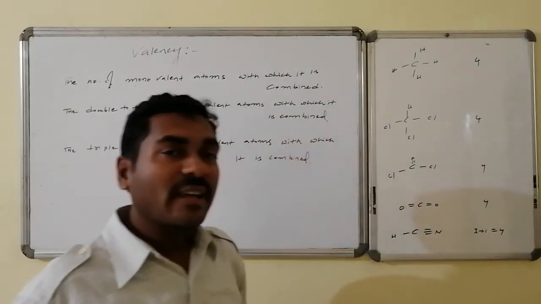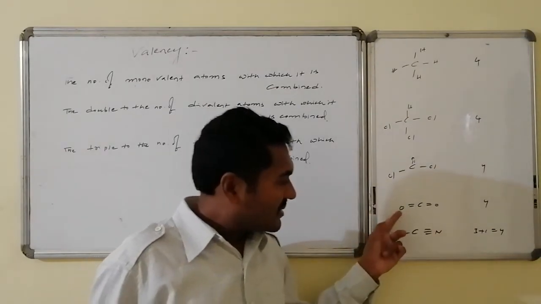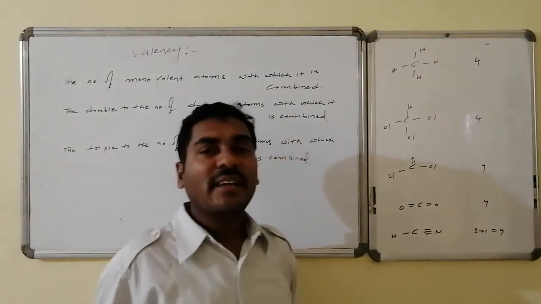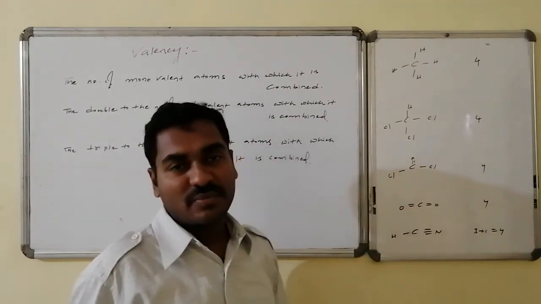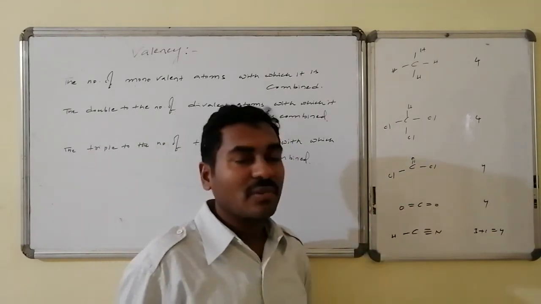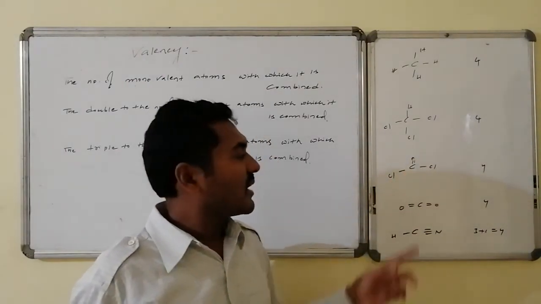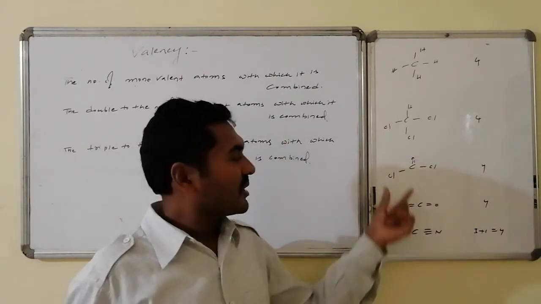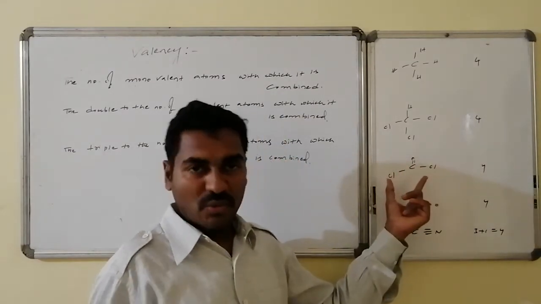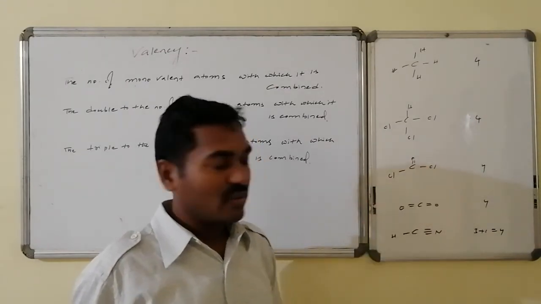Whereas with respect to the divalent, double the number of divalent atoms is said to be its valency. Oxygen is divalent, both oxygens are divalent. Here carbon is combined with 2 divalent atoms. So therefore 2 into 2 becomes equal to 4. This is the monovalent as well as divalent combination. Carbon combined with 2 monovalent atoms and 1 divalent atom. So therefore here monovalent 2 and divalent 1 is 2 plus 2 is equal to 4.